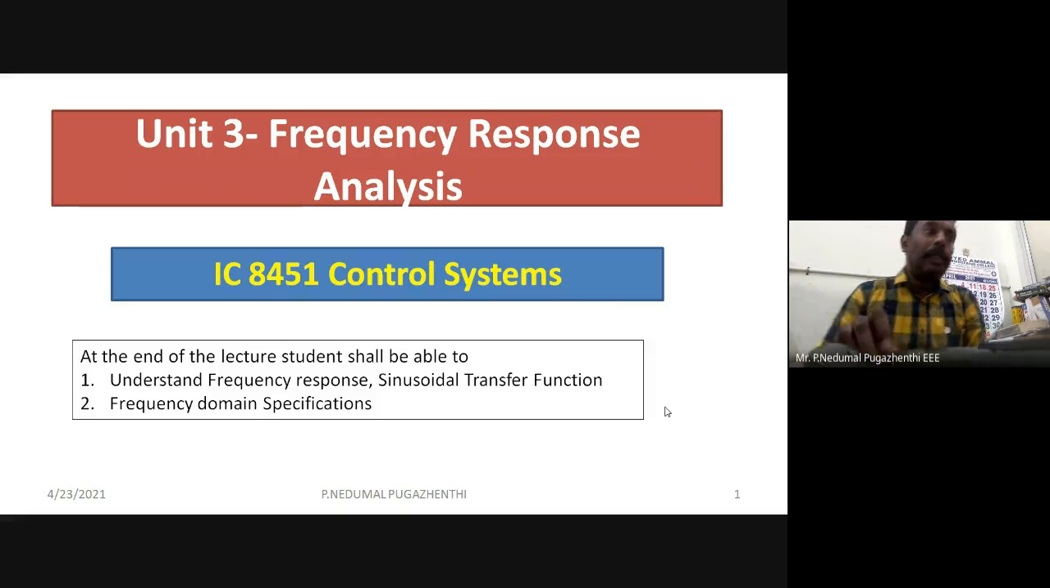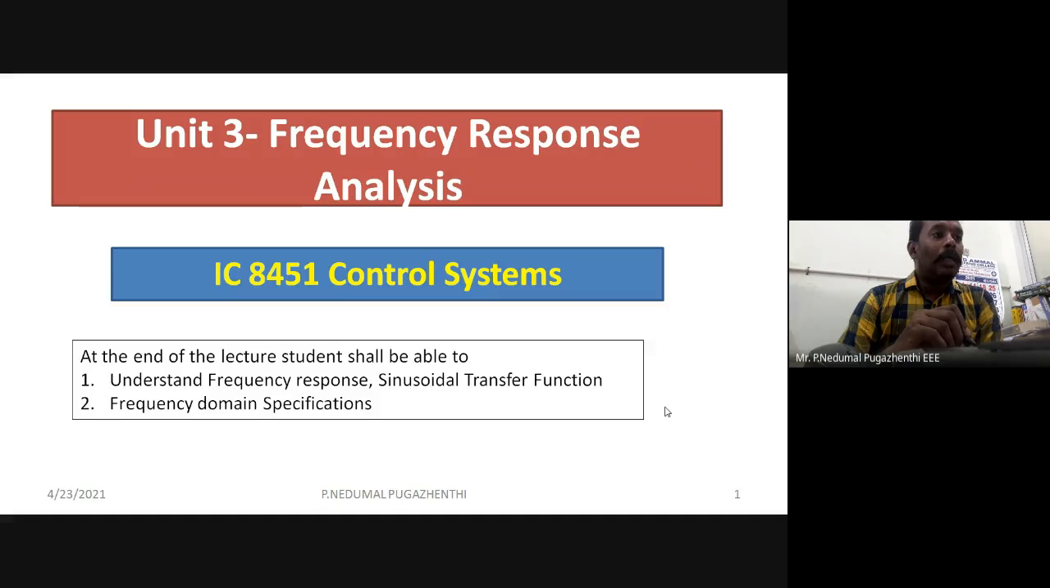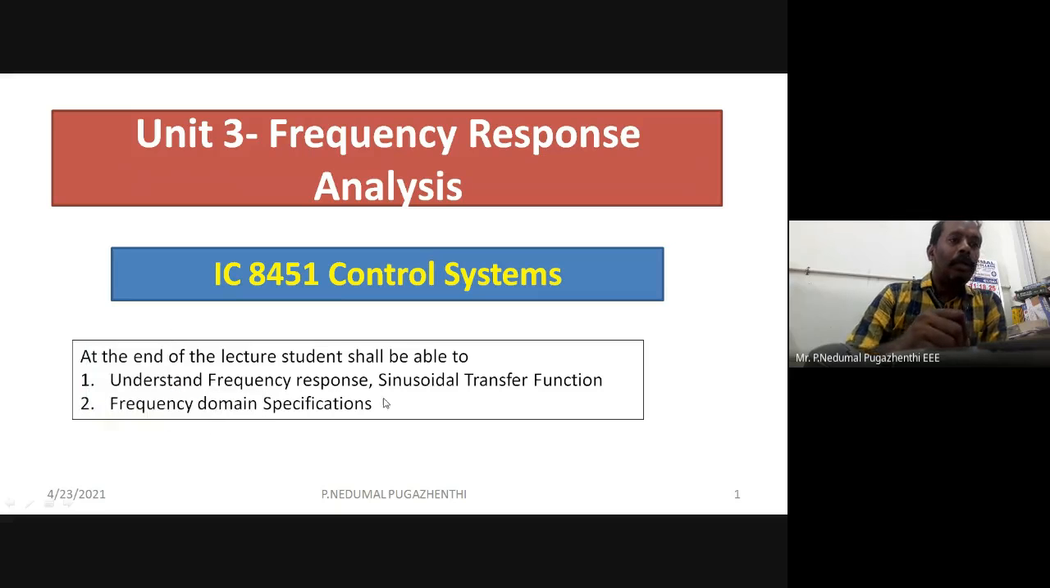And today we are getting into Unit 3, a new unit, frequency response analysis in your control systems subject. After today's lecture, you'll be able to understand what a frequency response is, what a sinusoidal transfer function is, and what the frequency domain specifications are.